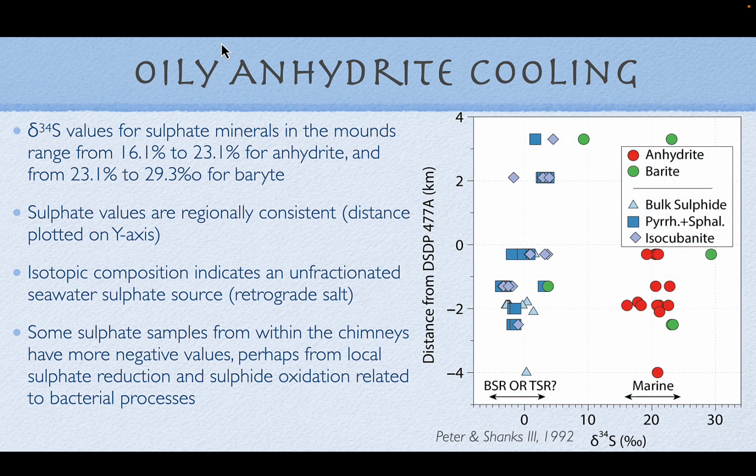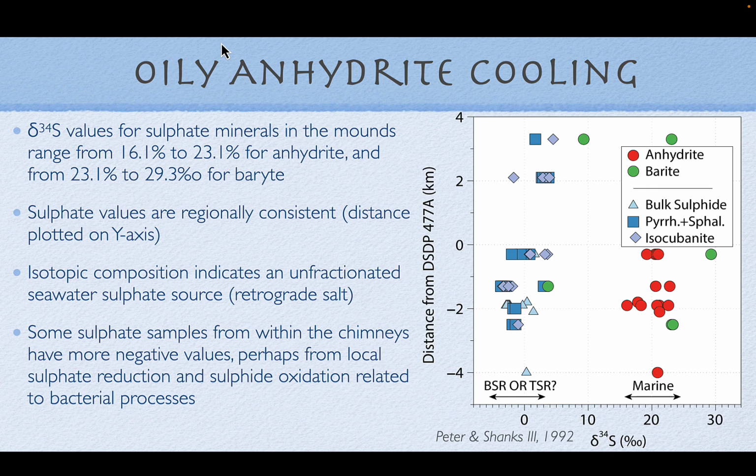The sulfate values are being plotted against distance from that 477 well. Those sulfate values are quite consistent. There's a little bit of variation related to sulfate reduction of that hydrocarbon-rich association. Still, they look pretty marine in terms of the range of values. It indicates retrograde precipitation of a relatively unfractionated seawater sulfate source for both the anhydrite and the barite.